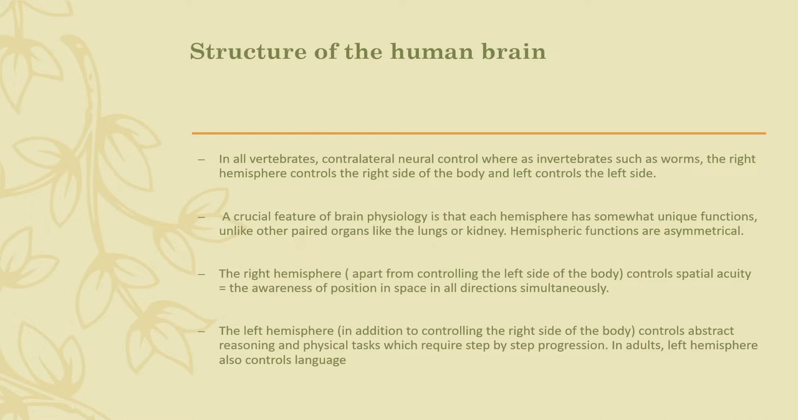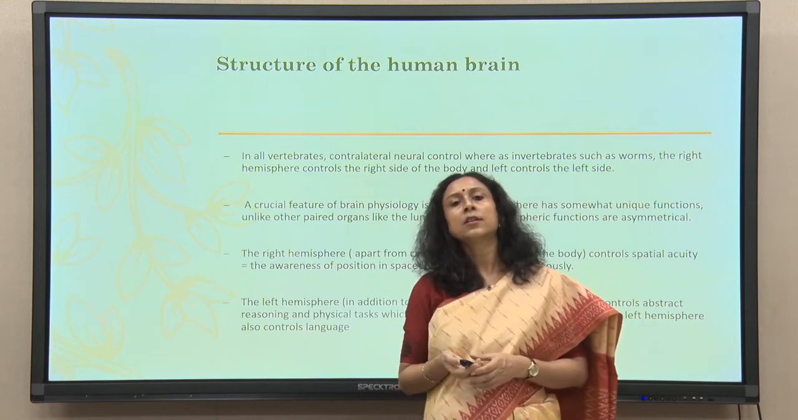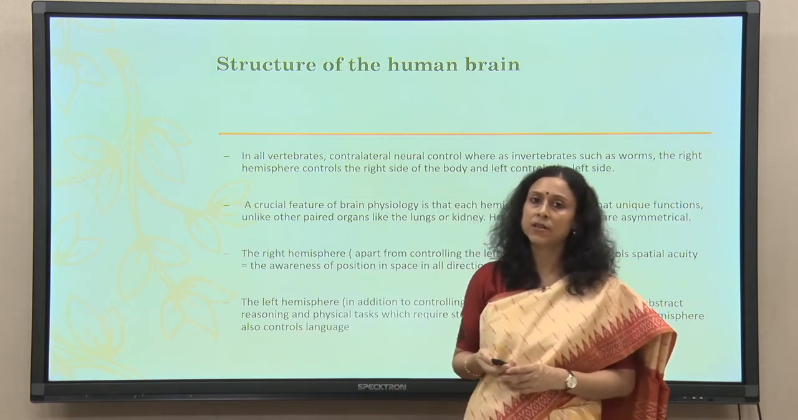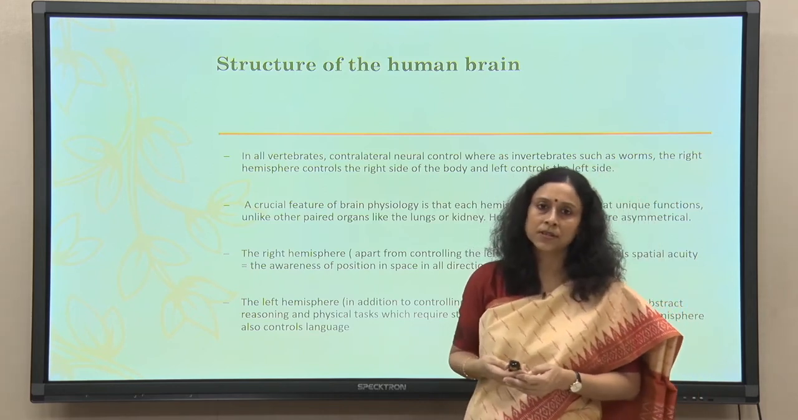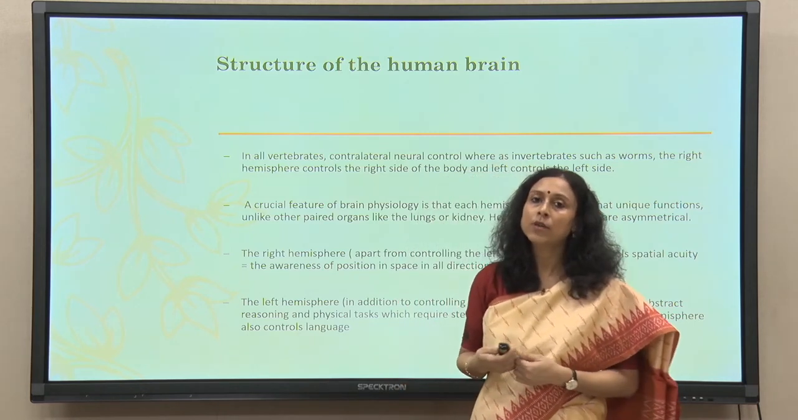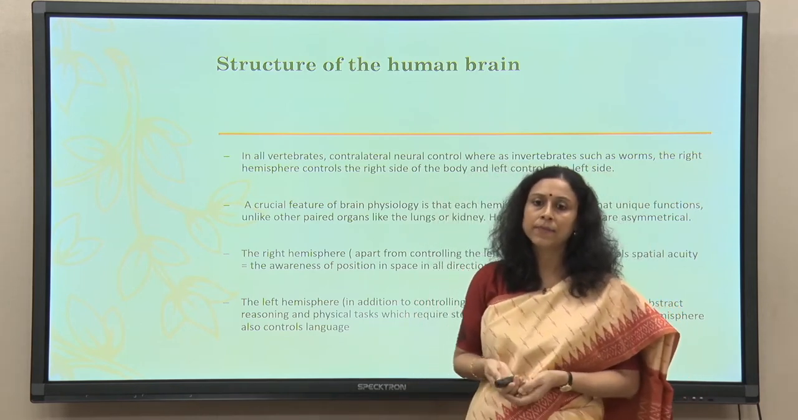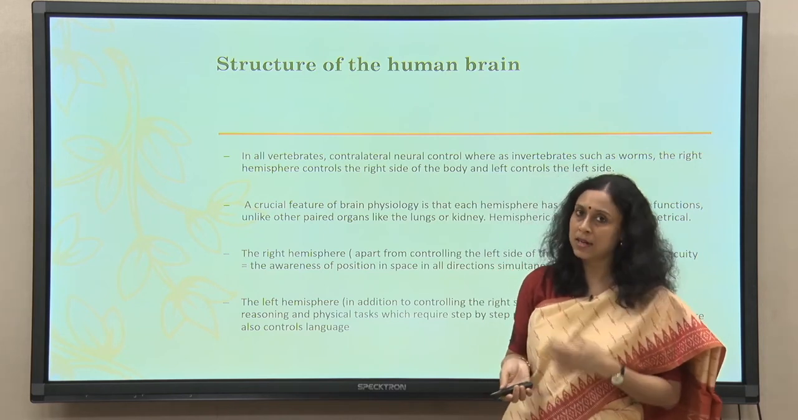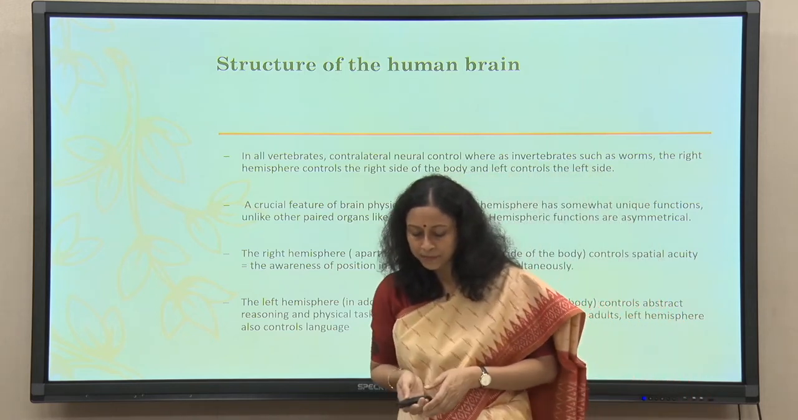Another crucial feature about human brain physiology is that, unlike other paired organs, like the lungs, the two hemispheres have distinct functions, which is not the case for other paired organs. Both the lungs function the same way, both the kidneys function the same way and so on, but both the hemispheres of the human brain do have distinct functions. So, they have separate ways of working. That is why hemispheric brain functions are called asymmetrical. These are the two important things to remember as we go ahead.